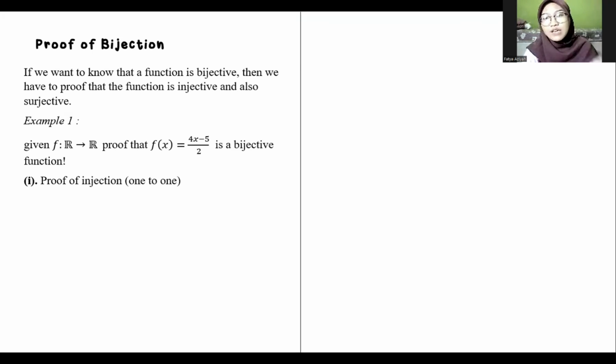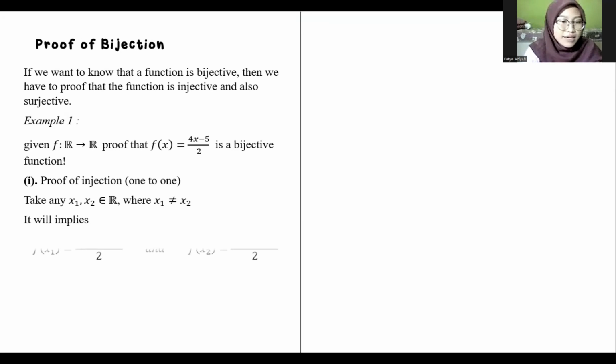So we have to prove that this is an injective function, or one-to-one. First step: take any x1 and x2 that are elements of the real number set, where x1 is not equal to x2. It implies f of x1 is equal to (4x1 minus 5) over 2, and f of x2 is (4x2 minus 5) over 2.